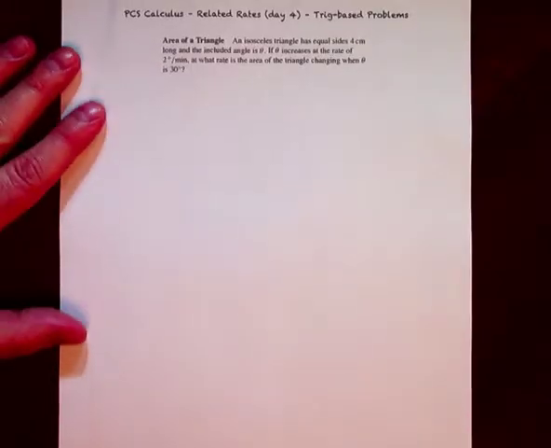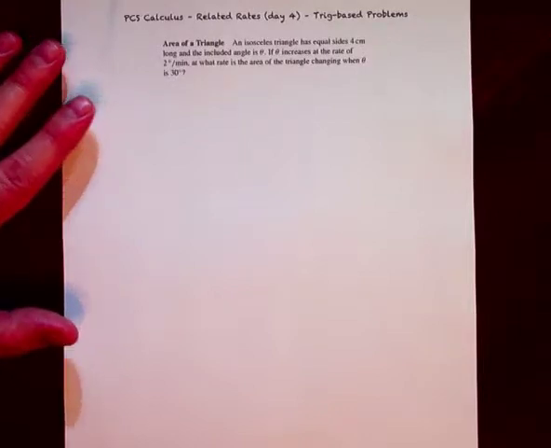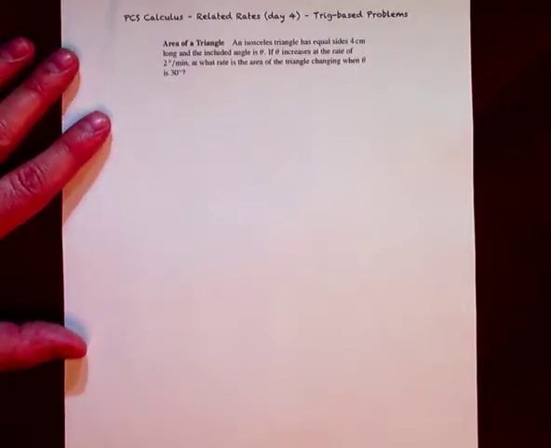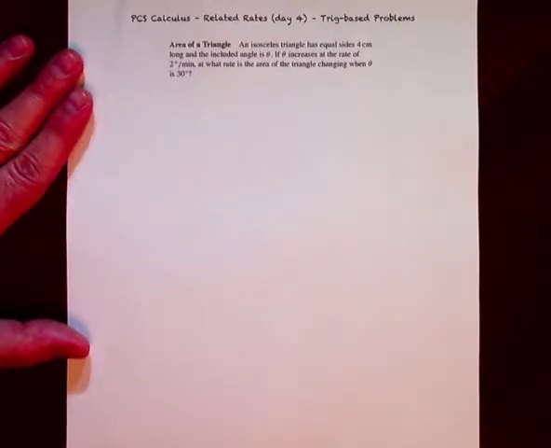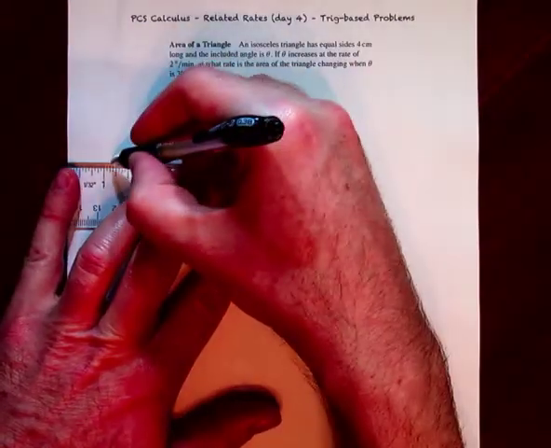The area of a triangle. Now, it says an isosceles triangle has equal sides 4 centimeters long, and the included angle is theta. If theta increases at the rate of 2 degrees per minute, at what rate is the area of the triangle changing when theta is equal to 30 degrees? Okay, so we have an isosceles triangle.